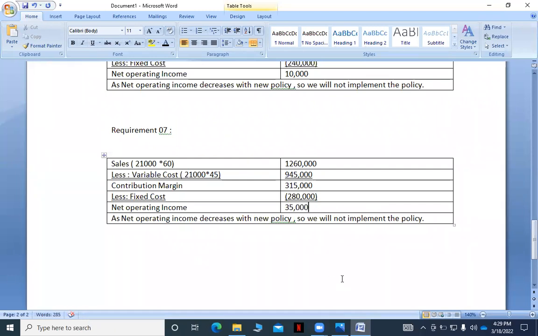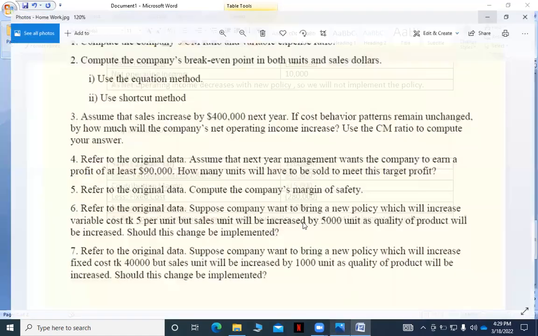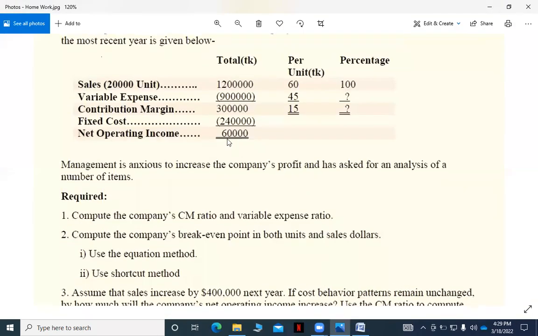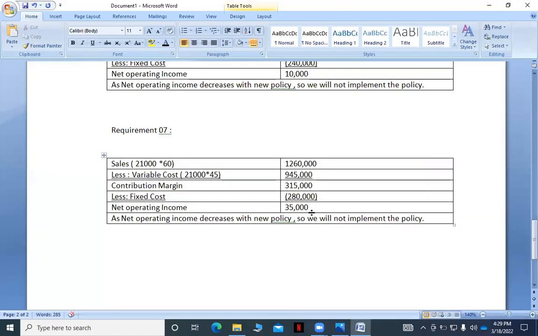So still you see the previous, refer to the original data. Our net operating income was 60,000, but with the new policy, our net operating income become 35,000. It is still decreasing. So will you implement the policy? No, sir. The answer is no. So as net operating income decreases with new policies, so we will not implement the policy. Hopefully it is clear. So that way, actually, management accounting will help you in decision making. Clear?